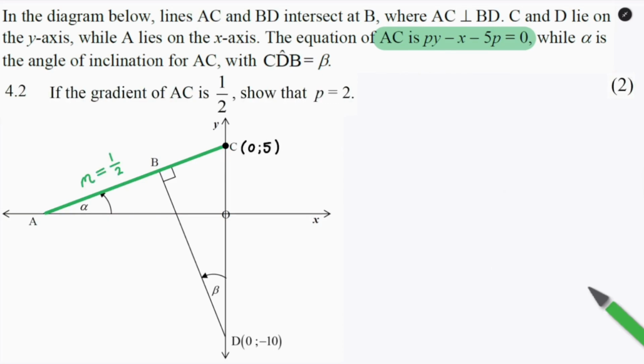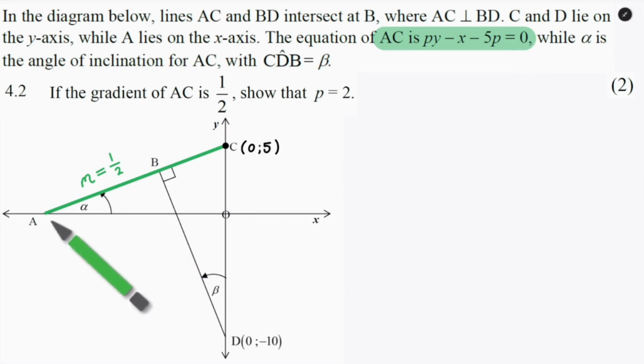In question 4.2, they tell us that the gradient of AC is a half, and with that we need to show that p equals 2. So I'm not allowed to use this p equals 2. I've got to show where it came from. My first instinct was basically to sub this point into that line to get p. But that was unsuccessful because it just gave me 5p equals 5p. So I've got to find another way around.